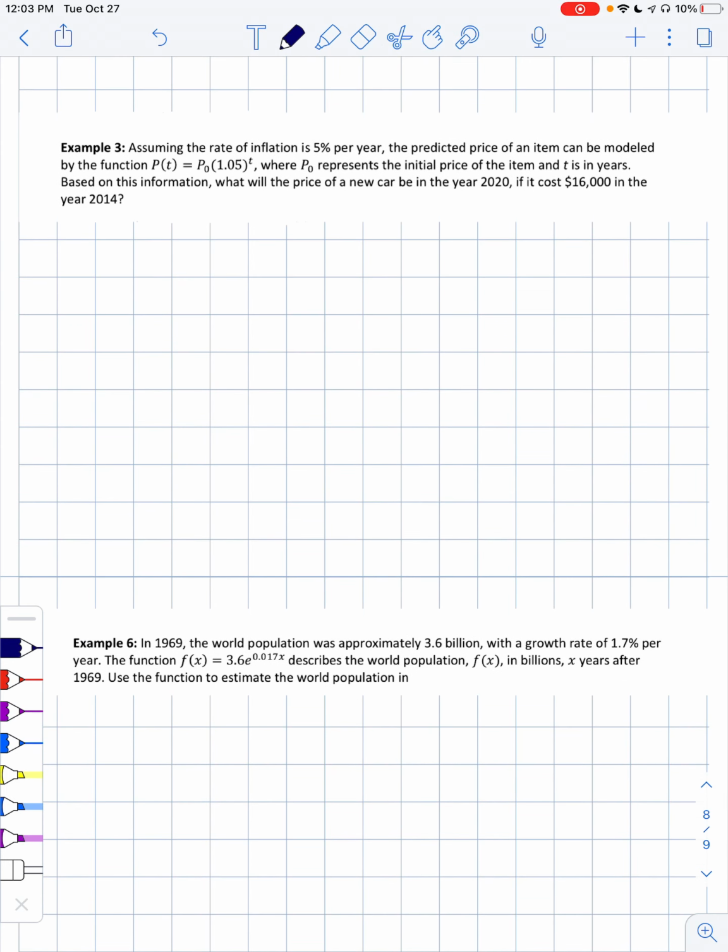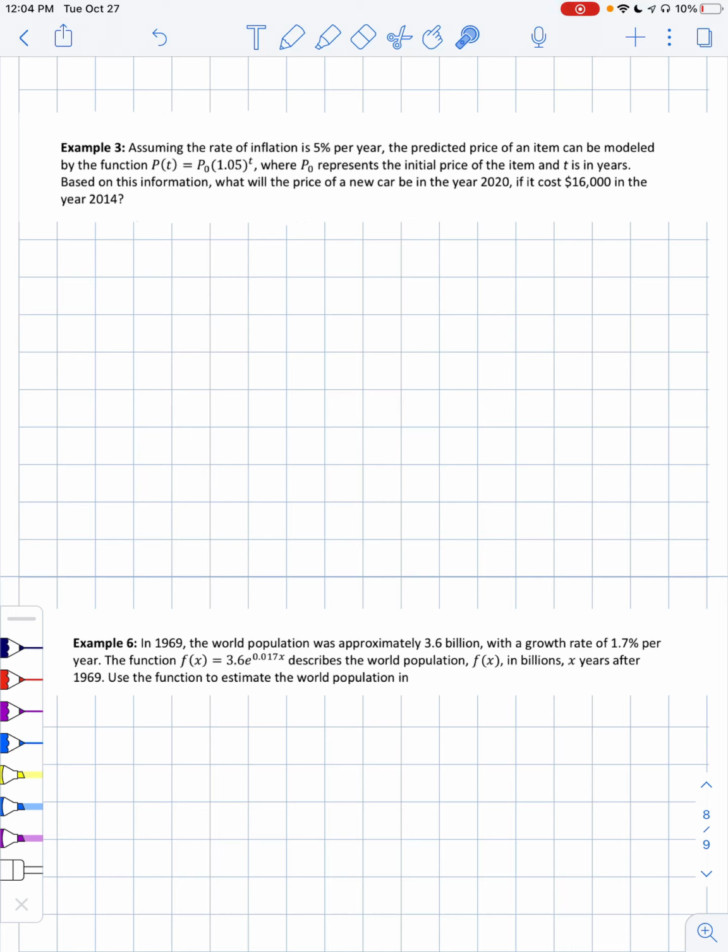All right, another example of where we can use these exponential functions is in things like inflation. Okay, so this one, we're assuming we have an inflation rate of 5% per year. And we have this model then, P of t is equal to P naught, which is our initial price of an object or an item, times 1.05 raised to the power of t.